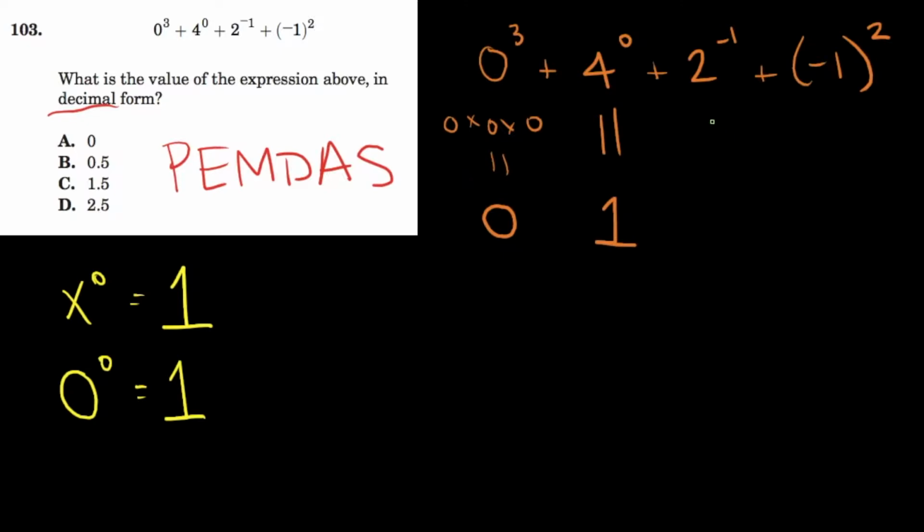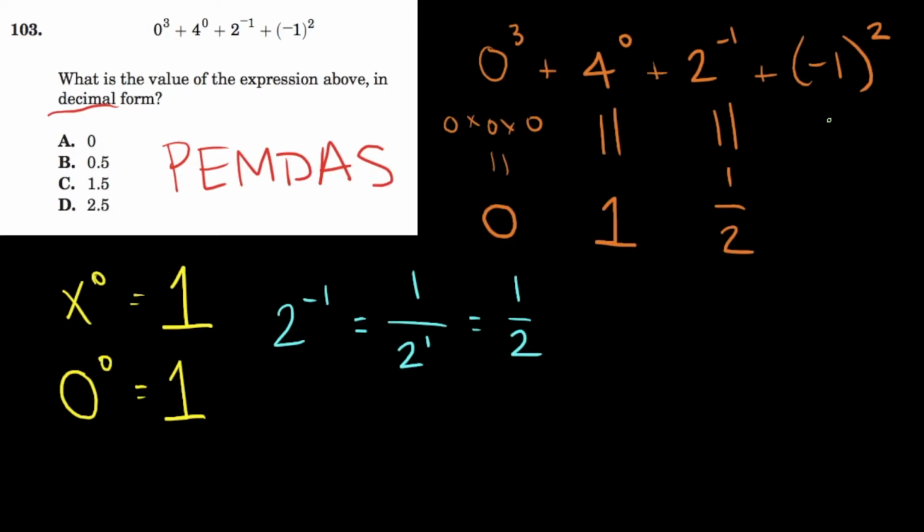Now 2 to the negative first, what's that? A negative exponent does not make the number negative. It's not super intuitive. The idea is 2 to the negative 1 would be the same thing as 1 over 2 to the first power. That's what it means to make a negative exponent. We're dividing it with 1 on top. And 1 over 2 to the first is just 1 over 2, so this is 1/2. So 2 to the negative first is 1/2.